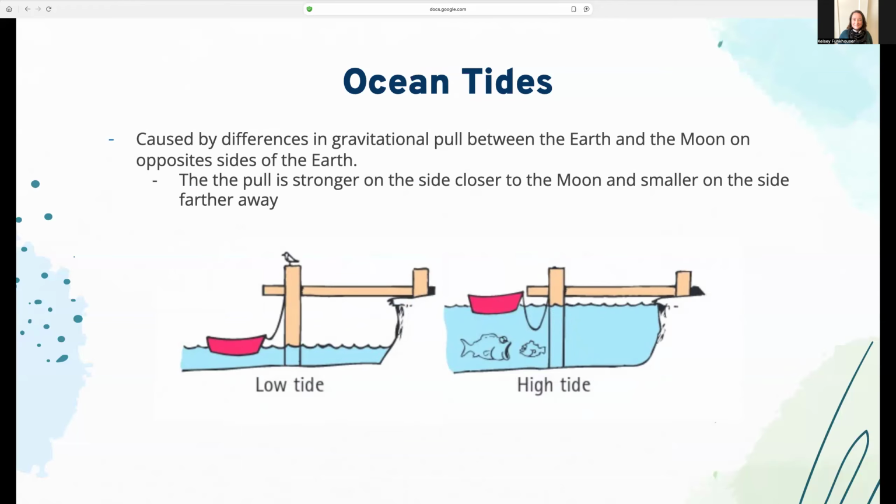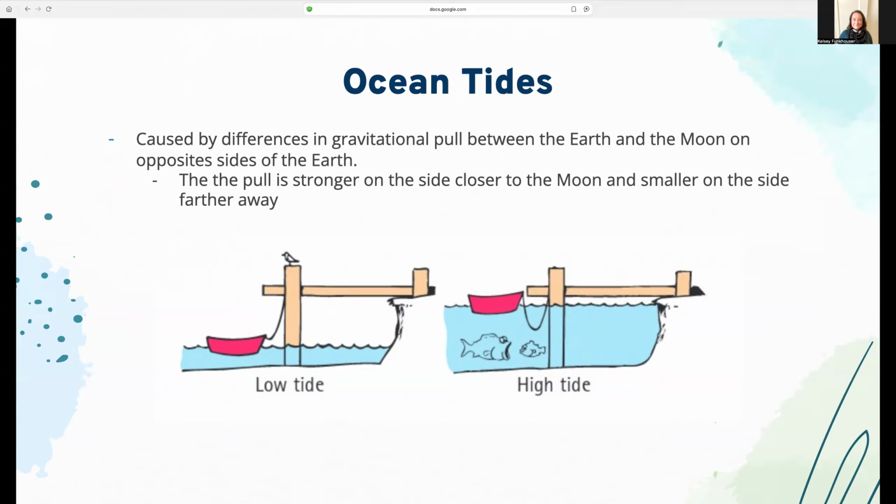Let's talk about the ocean tides. So, the ocean tides are caused by differences in the gravitational pull between the Earth and the Moon on opposite sides of the Earth. The pull is stronger on the side that's closer to the Moon and smaller on the side that's farther away. It's not the same all over the planet.